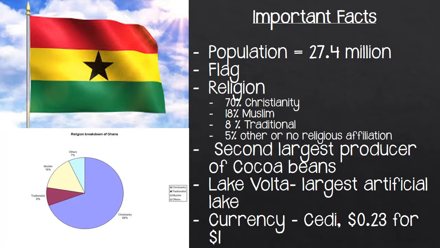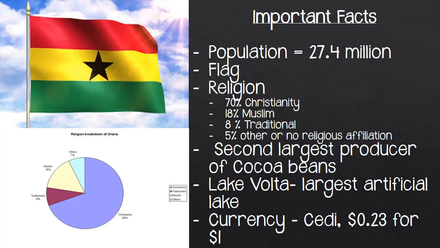The population, according to the 2015 census taken in Ghana, is about 27.4 million people. The flag, seen on the left of the screen, is made up of 3 horizontal stripes and a black, 5-pointed star in the center. The red stripe represents blood of those who died in the country's struggle for independence. Gold stands for mineral wealth, and green represents the rich tropical forests. Finally, the star represents African freedom.